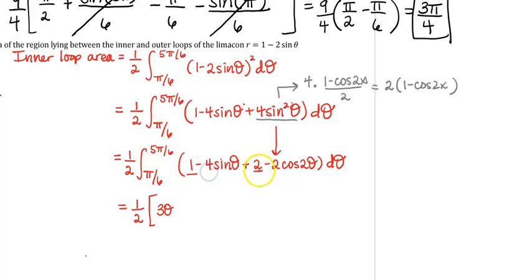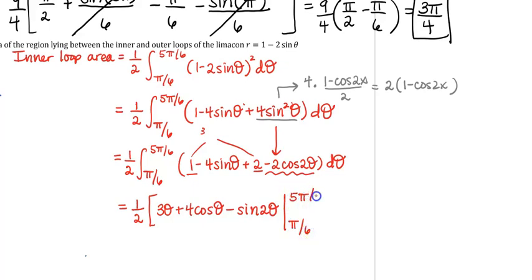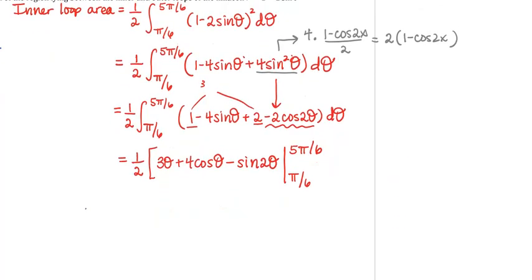I'm getting 3 theta because I'm combining like terms of 1 plus 2. So I have a constant of 3 on the inside of the integral. I'll integrate the negative 4 sine theta to give me a positive 4 cosine theta, and I'll integrate the negative 2 cosine 2 theta term to give me a minus sine 2 theta. You may need to do a u sub on that to go through that integration carefully. And now I'll just apply the fundamental theorem of calculus. You should be able to work through that and simplify.